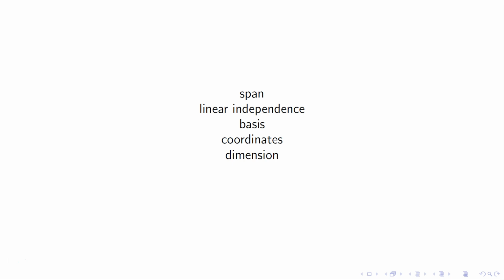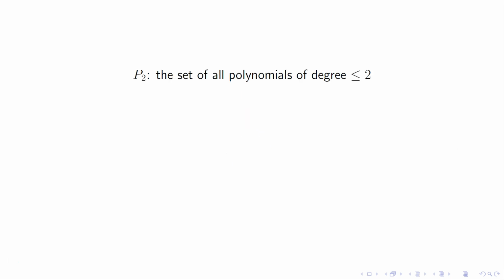We didn't really specifically commit ourselves to talking about R2 or R3 in those examples, and maybe we can broaden those definitions to make sense even in a vector space like R2 by 3 or the vector space containing all functions or something like that. For example, think about P2. That's the set of all polynomials of degree less than or equal to 2. What is its dimension? Can we ask that question?